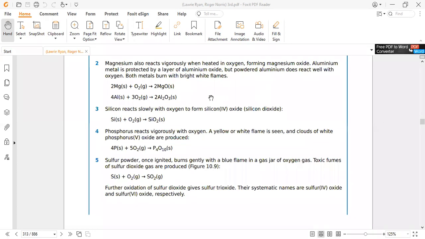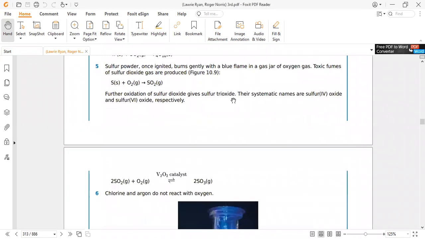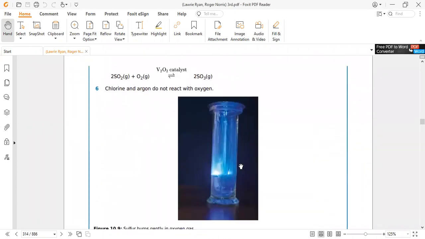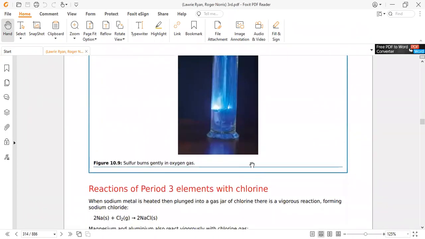There is a series of equations: first for sodium, then magnesium, aluminum, silicon, phosphorus, and sulfur. So altogether, 5 equations. Chlorine also forms oxides, but chlorine oxides are not of much interest in the syllabus. That's why they are generally skipped.